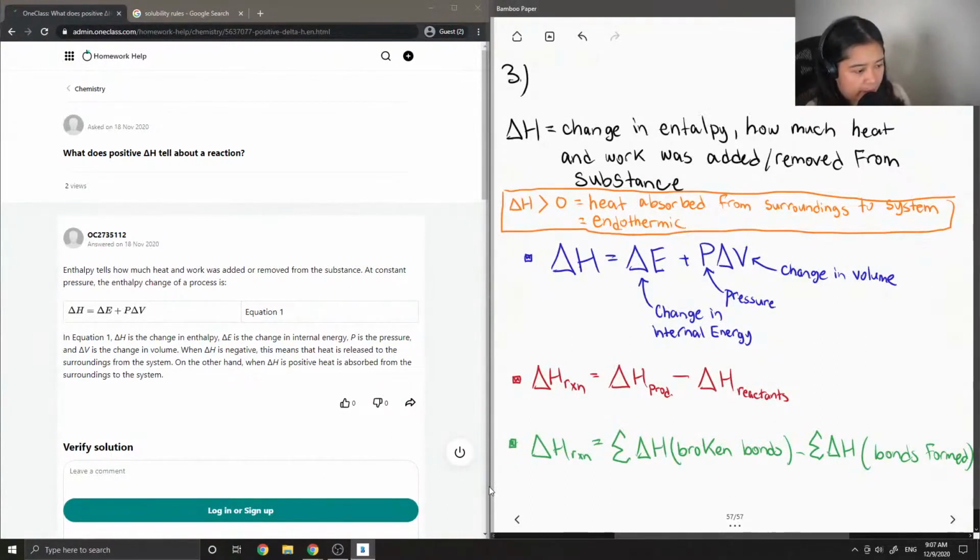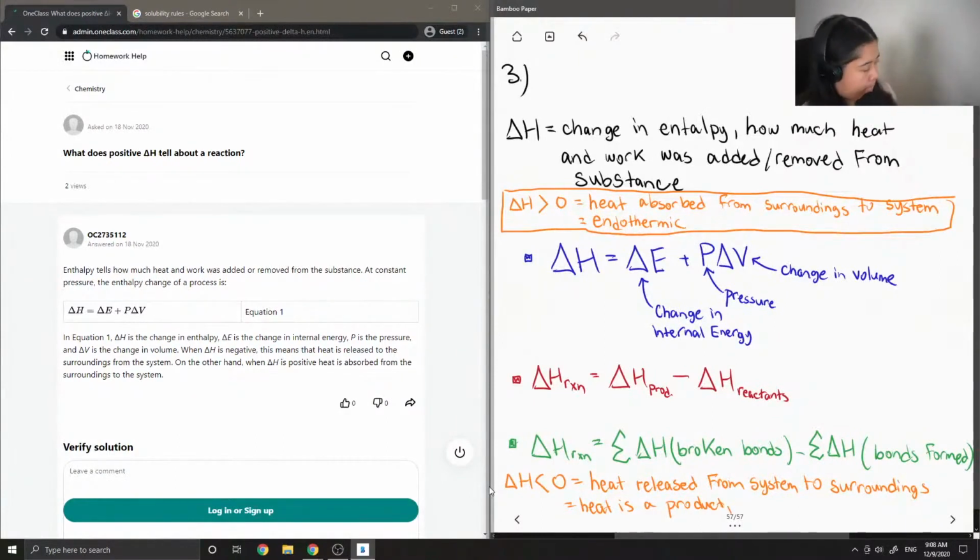And similarly, I'll write down here when delta H is less than 0, so when it is a negative value, this is basically the opposite, so that means that heat was released from the system to the surroundings. And in other words, heat is a product and we get an exothermic reaction.